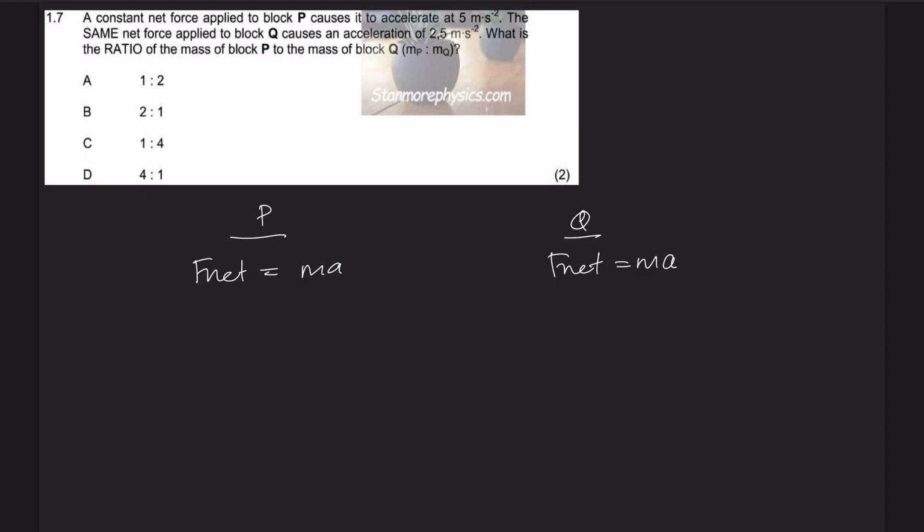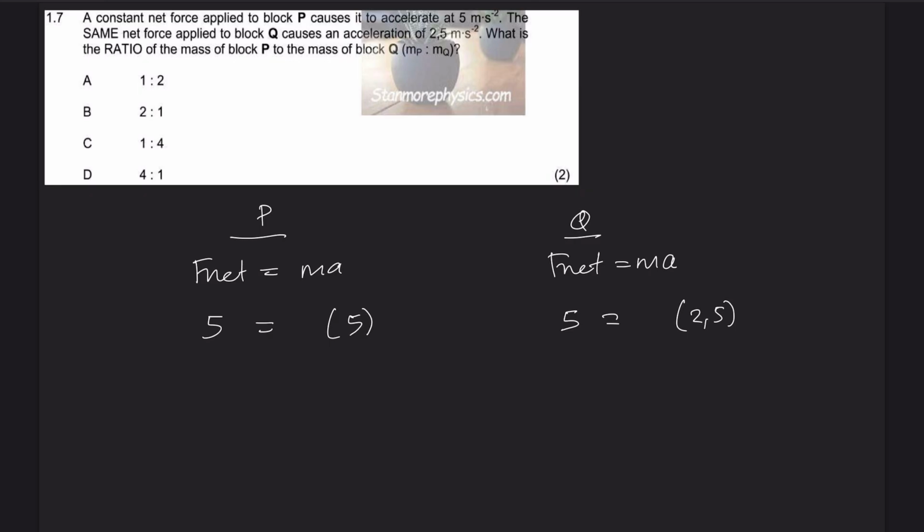Now, easiest way I feel, let's just substitute a value. Let's make F net 5. You could choose any value, doesn't really matter, but I'm choosing 5. So 5 and then here 5. Remember, they tell us the F net is the same. Okay? Now let's look at the acceleration. So the acceleration for P is 5. The acceleration for Q is 2.5.